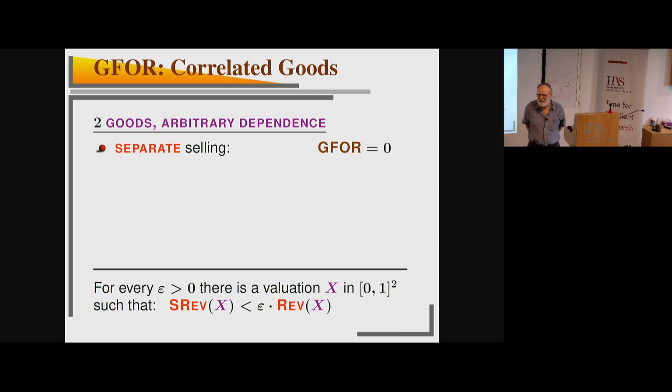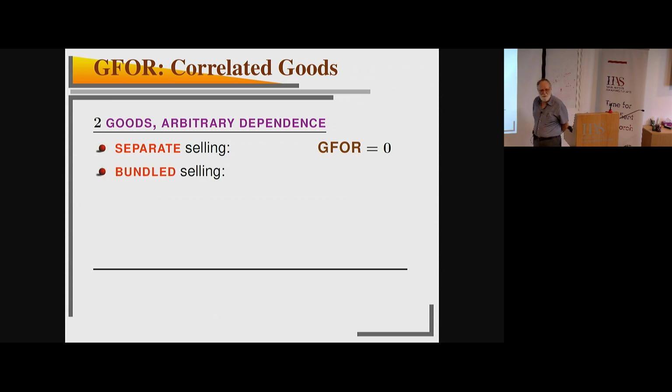Selling separately gives you nothing. There are valuations on two goods so that if you sell them separately, you are getting an arbitrarily small proportion of the optimal revenue. You're getting nothing. So separate selling, which gave us 50%, or in fact 62% in the independent case, gives us nothing in the dependent case. So separate selling is bad. Let's try bundling. We saw that bundling usually is better, many times is better. So what's G4 for bundling?